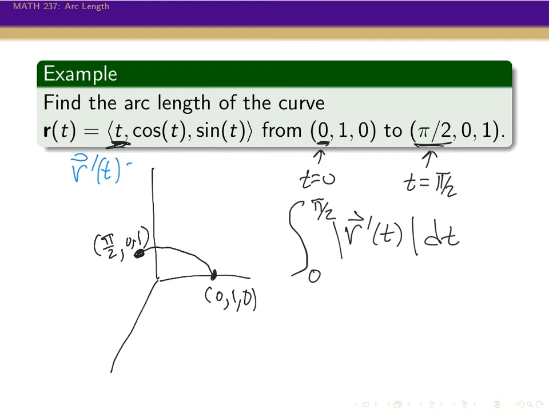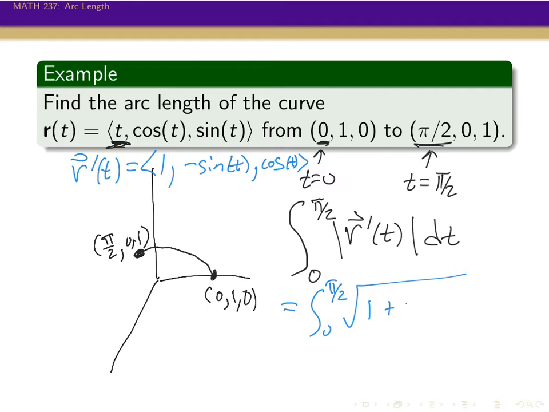So r prime of t is going to be: derivative of t is 1, derivative of cosine is minus sine, and derivative of sine is cosine. And so then when we take the magnitude, from 0 to pi over 2 of the square root of 1 squared is 1, plus minus sine squared is going to be sine squared, cosine squared is cosine squared, all of this times dt.